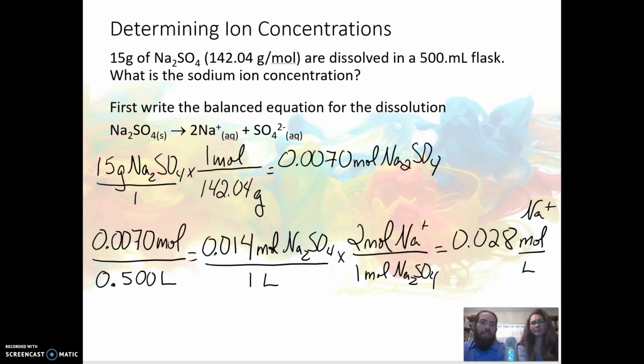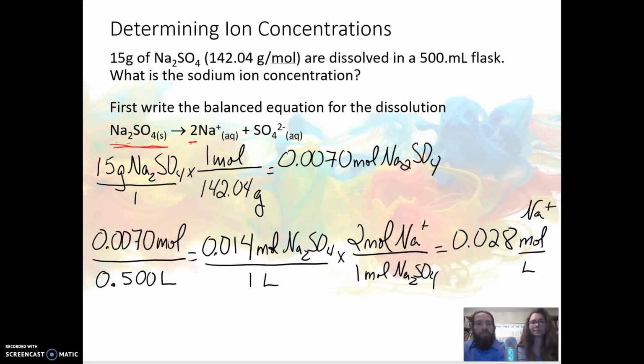But the first thing we want to do is write the balanced equation. So they're saying that this salt is dissolved, and they want to know what the sodium ion concentration is. So when we write the equation here, you can see that there's 2 sodium ions and 1 sulfate ion for 1 sodium sulfate. So I'm looking at the coefficients.